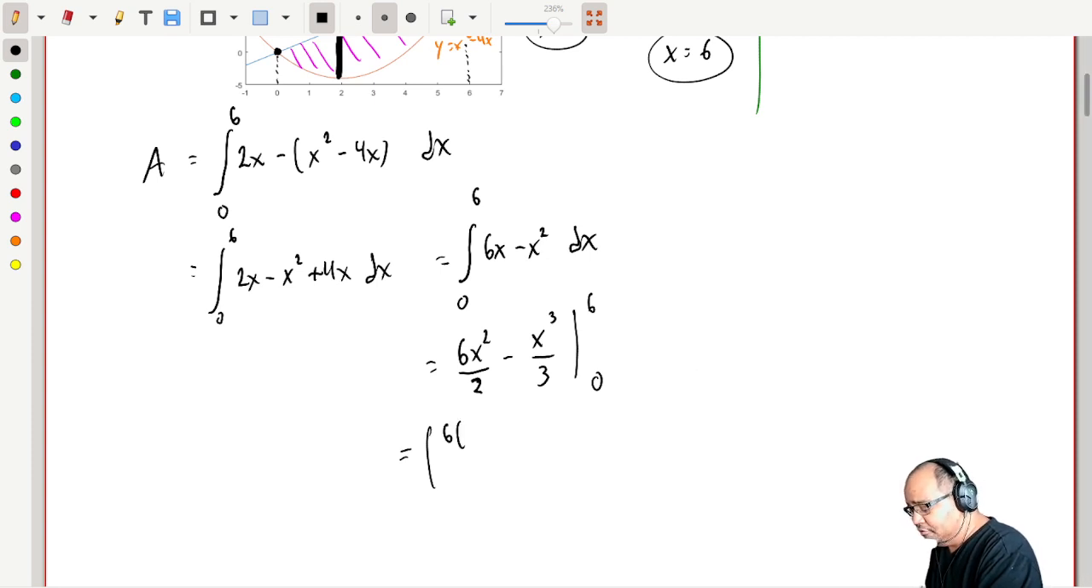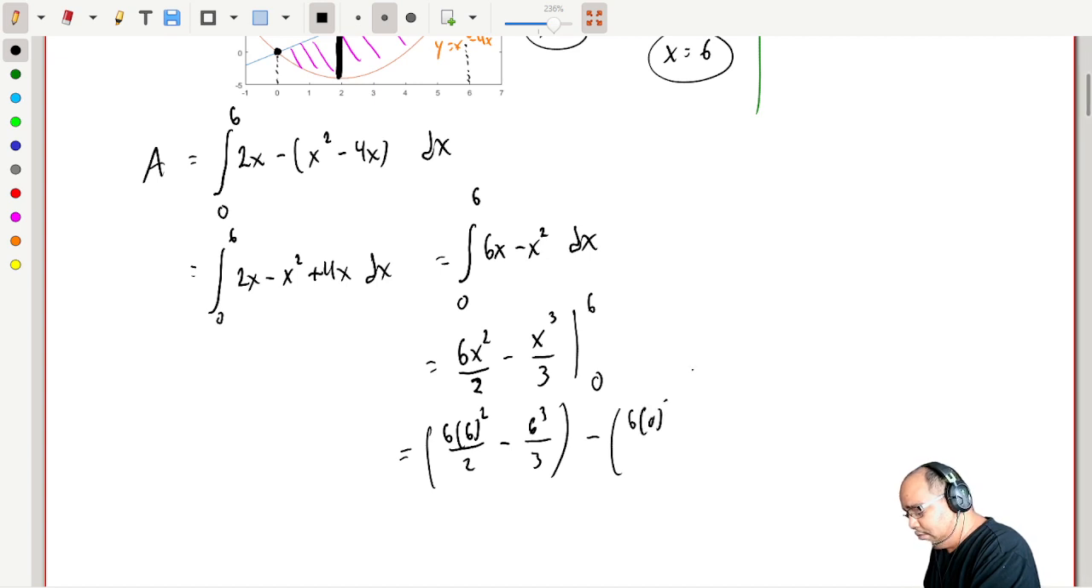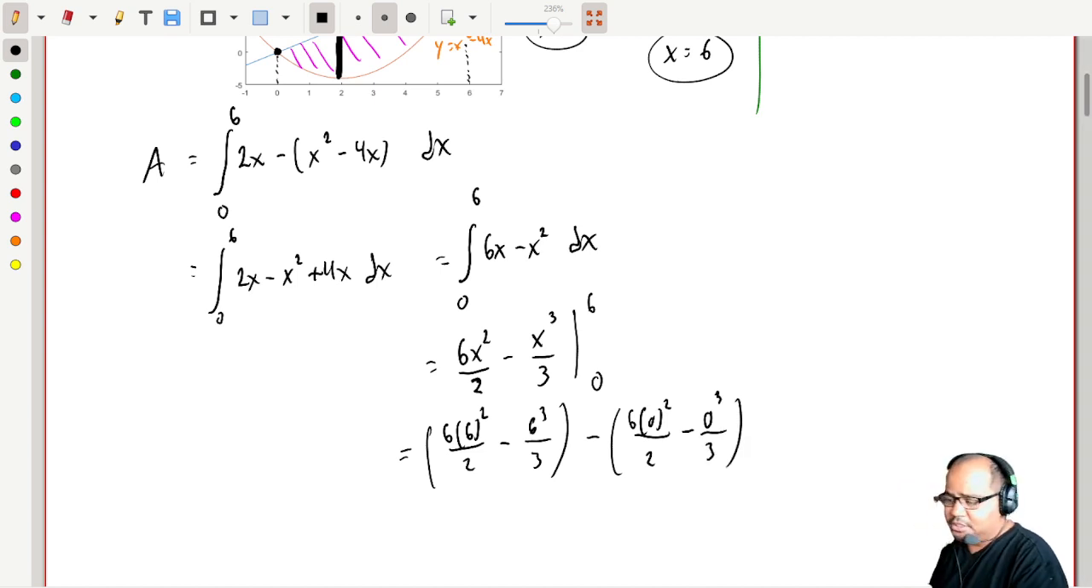So let's go ahead and write that out in full here. We have 6 times 6 squared over 2 minus 6 cubed over 3. And then when we plug in 0, well, that is 0 in this case, but we'll go ahead and write it in to see what happens anyway. Minus 0 cubed. And now I can just punch this into my favorite calculator of choice.